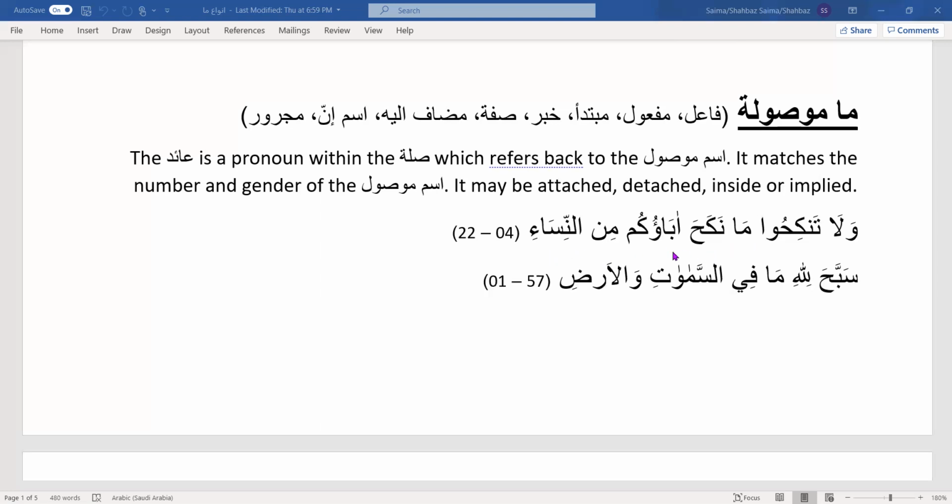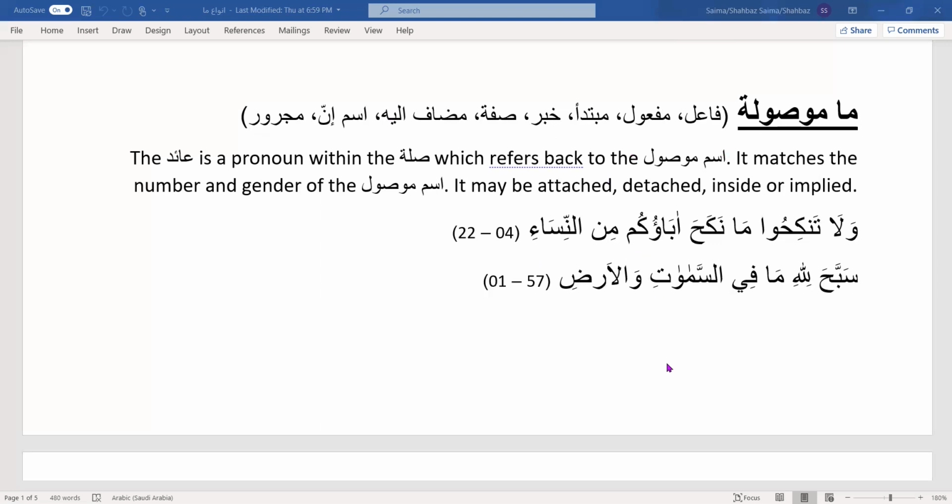This whole sentence is its silatul mausul. Okay, and what is its role now? Can anybody tell me what is the role of ma nakaha aba'ukum min nisa'i? Is it fa'il, maf'ul, mubtada? One of these, the list here.